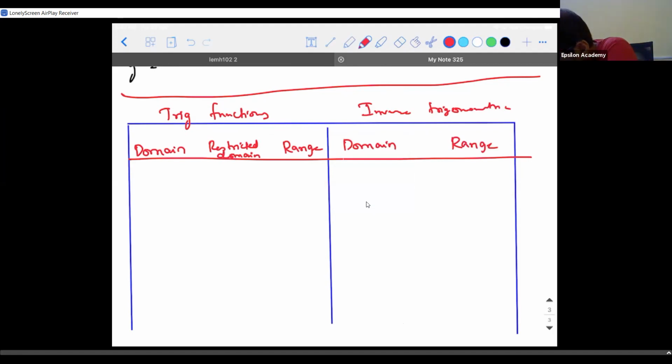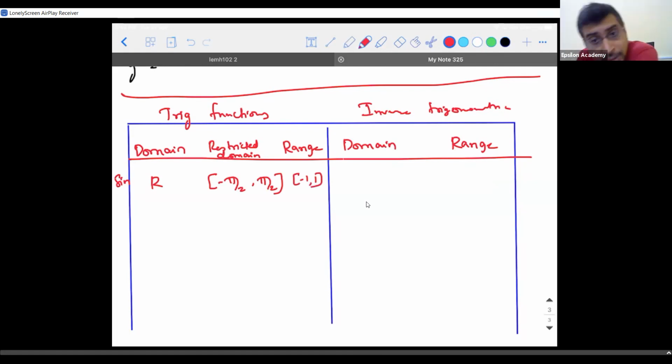So first I will take sin x. What is the domain of sin x? R. Restricted domain is minus pi by 2 to pi by 2. Restricted range, there is nothing like restricted range, it is -1 to 1. Now what will be the domain of sine inverse?